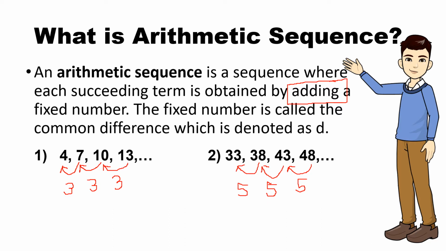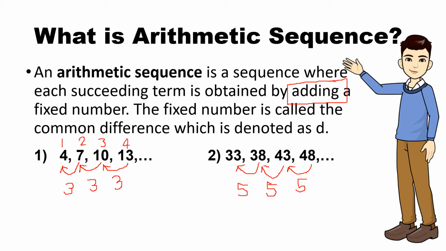So pag sinabi nating arithmetic sequence, the succeeding term is obtained by adding a fixed number. So 4 is our first term. Yung second term natin, we have 4 plus 3, 7. Third term natin, 7 plus 3, 10. Yung fourth term natin, 10 plus 3, the answer is 13, and so on and so forth. So yun naman yung addition. Paano naging addition ang way to determine the next succeeding term.